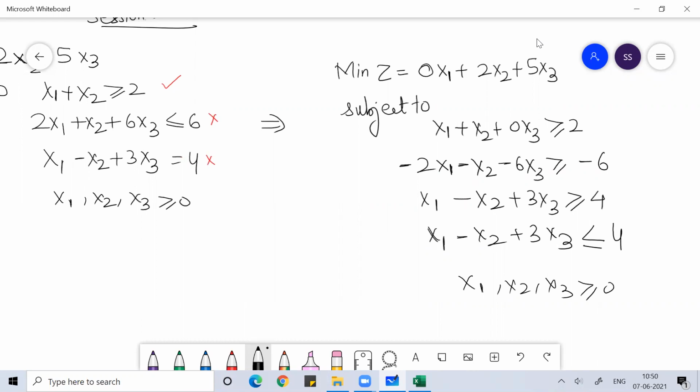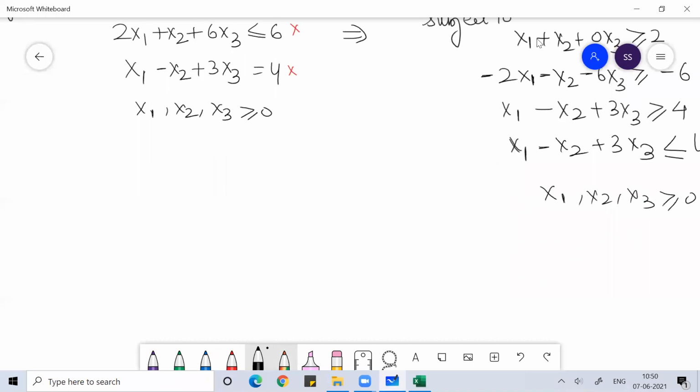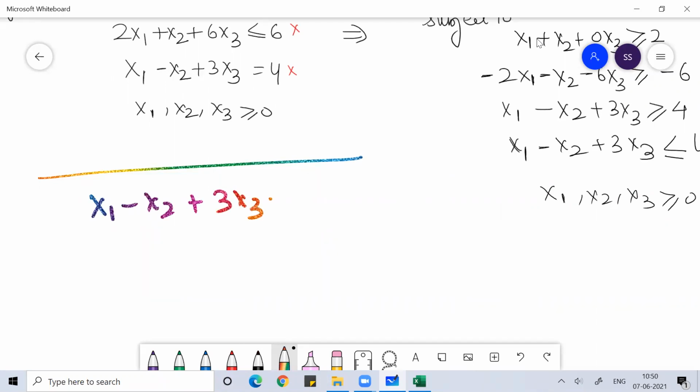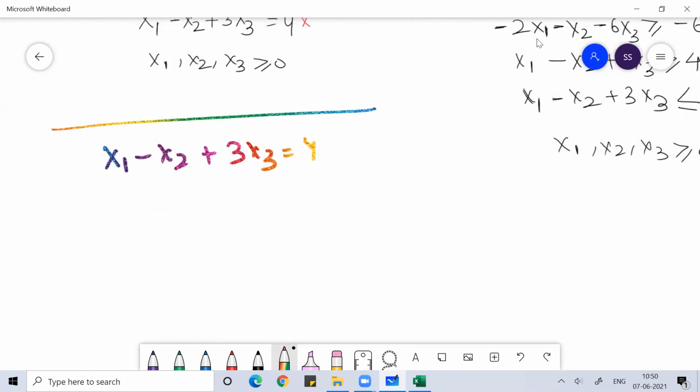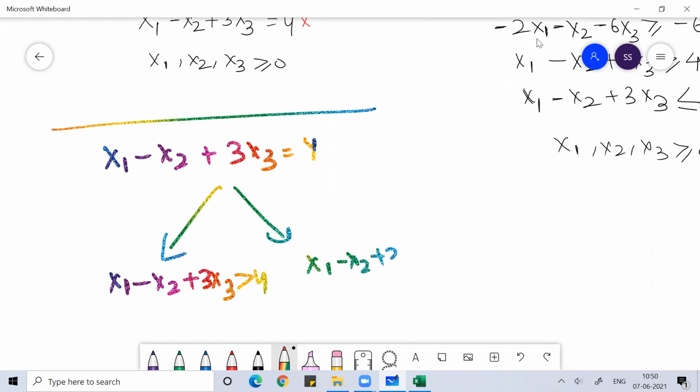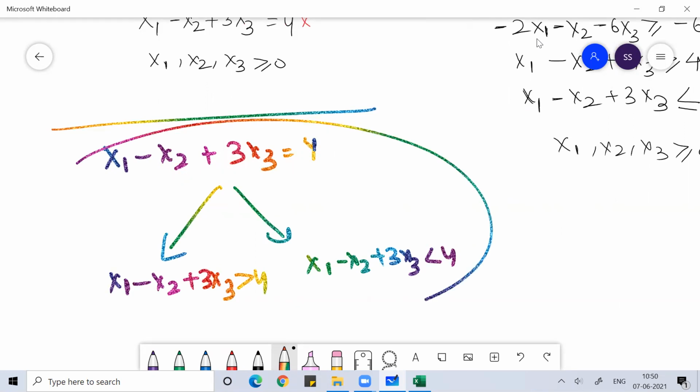I hope you're understanding. Please understand what I mean here: if a given LPP problem has x1 minus x2 plus 3x3 equal to 4, we can divide this into two parts. Equal to means we can divide this into two parts: x1 minus x2 plus 3x3 greater than or equal to 4, and x1 minus x2 plus 3x3 less than or equal to 4. This is what I wrote here.